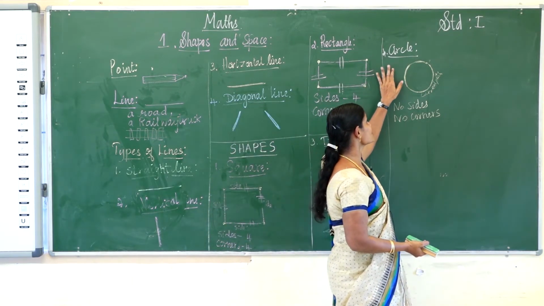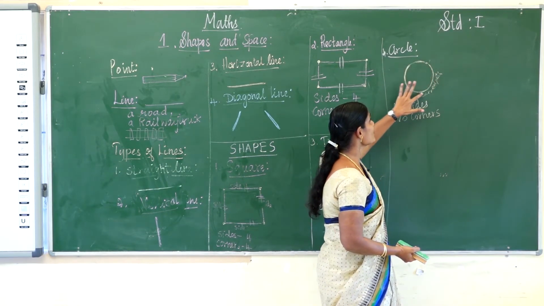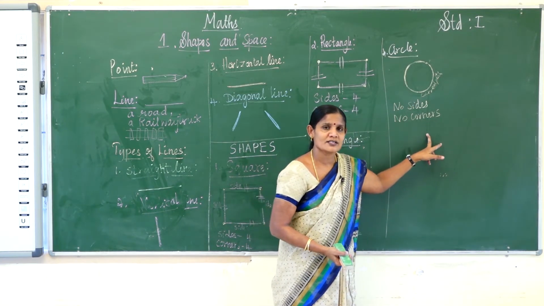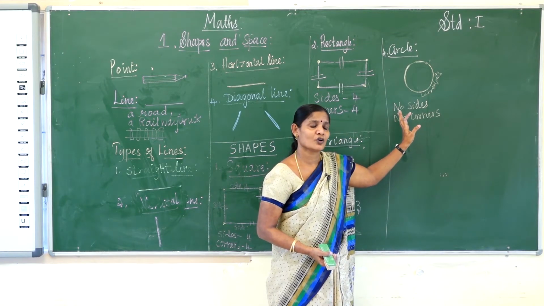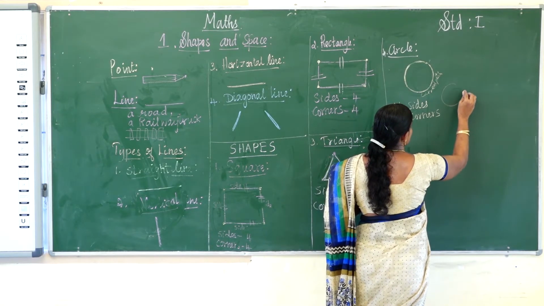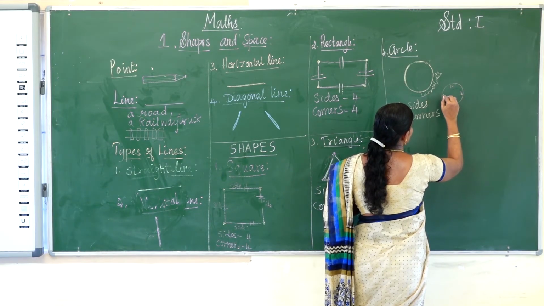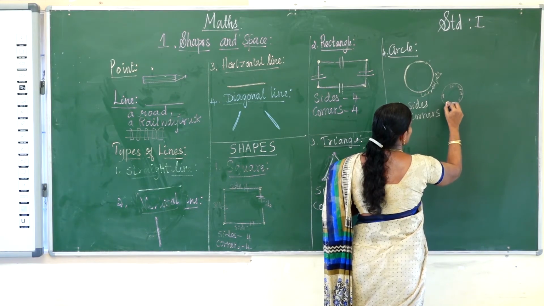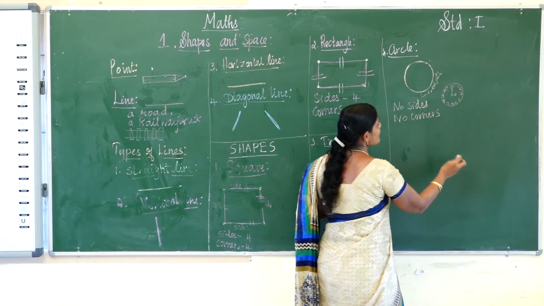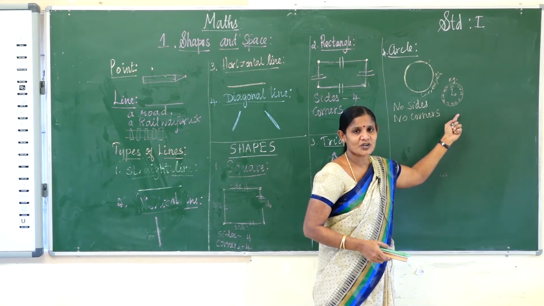Now the circle. So we see the circle here. A curved path is called a circle. Here no sides and no corners. What is an example of a circle? A clock. What's the shape of the clock? Like that. This is the shape of the clock, with numbers 12, 6, 3, 9, 1, 2, 4, 5, 7, 8, 10, 11. The clock is an example of the circle.